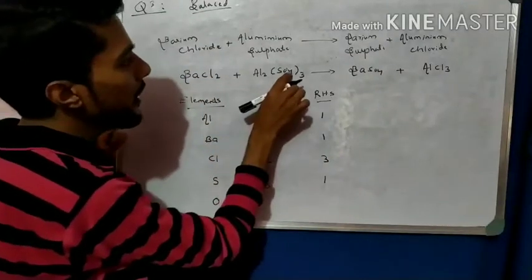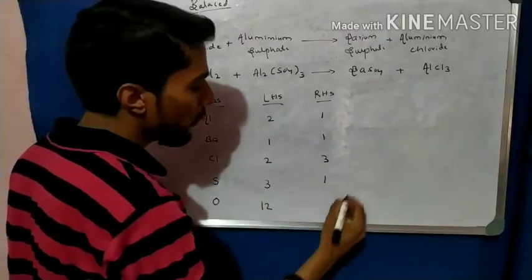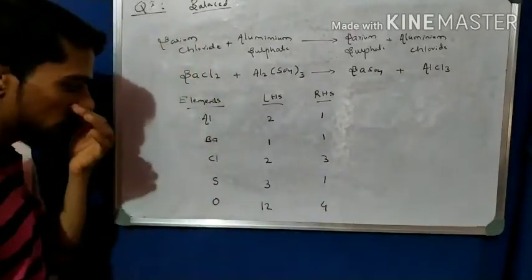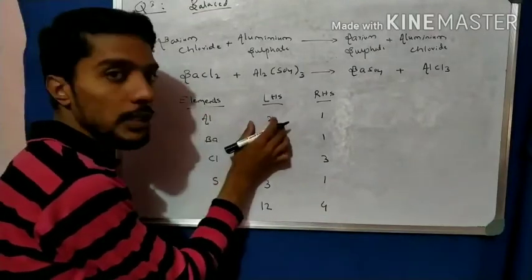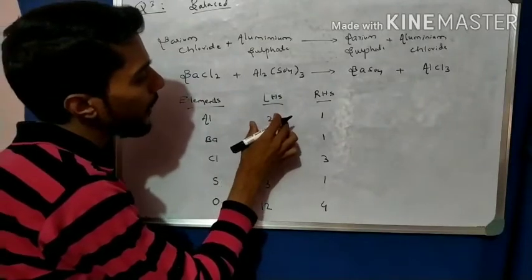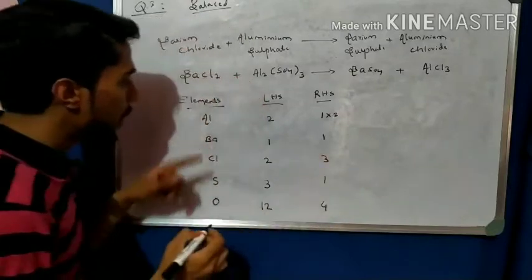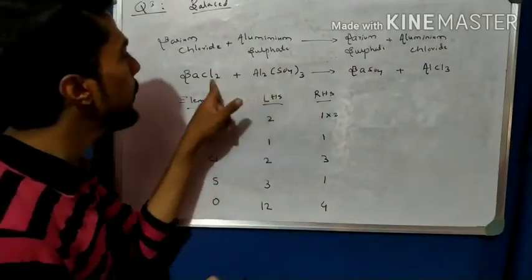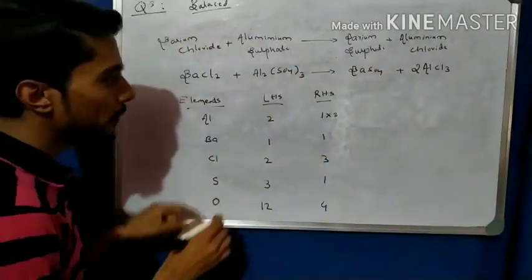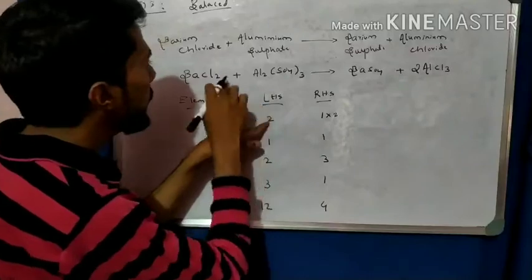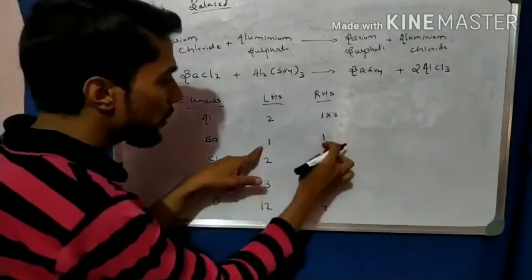Oxygen, this side is 4 into 3, which is 12, but this side only 4. So you have to balance Al first. Start with Al. Is Al balanced? No, it is not balanced. So what do we do? We make the RHS multiply with 2. Aluminium on the RHS side multiplies with 2, so we get 2 aluminium. Next, Ba is 1, right, correct.